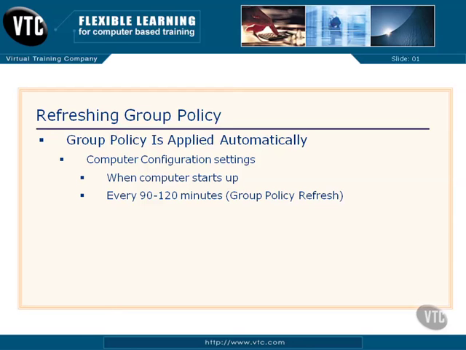Now the reason we say 90 to 120 is group policy is set to refresh every 90 minutes. But once that 90 minutes gets there, every individual policy basically chooses a random time between 0 and 30 minutes. So it could be as fast as 90 minutes or as long as 120 minutes. You can change that. We won't go into that here. But you can change that on a policy by policy basis. And what we're trying to do there is prevent every policy out there from refreshing all at the same time.